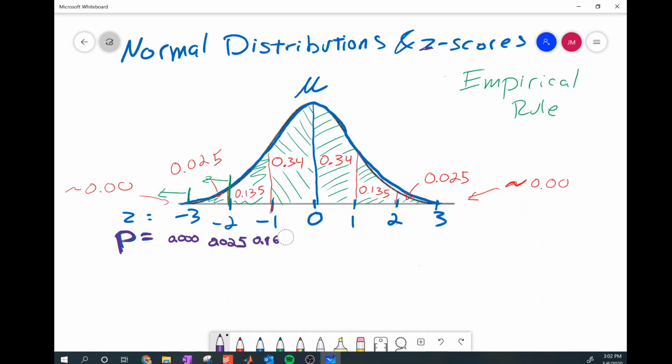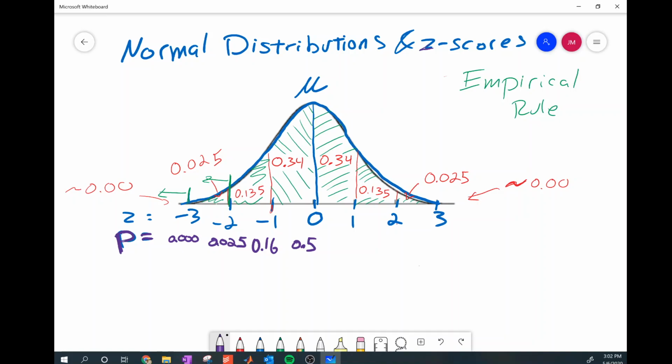I'll write that a little bit neater. 0.16. So the percentile for a z-score of 0, we would add up 0.34 plus 0.135 plus 0.205 plus 0.025 plus 0.000. And that's going to give you 0.5. And we found that before.